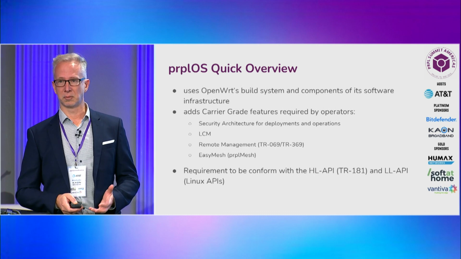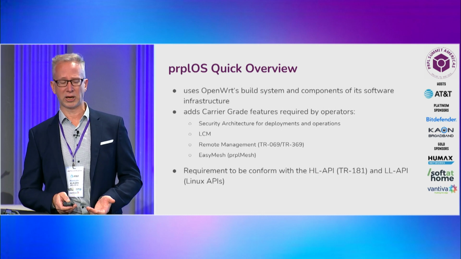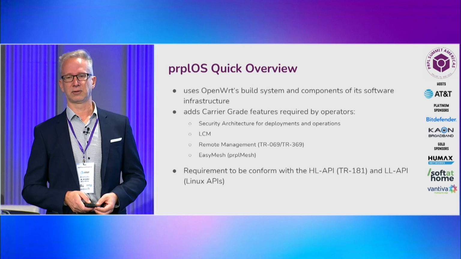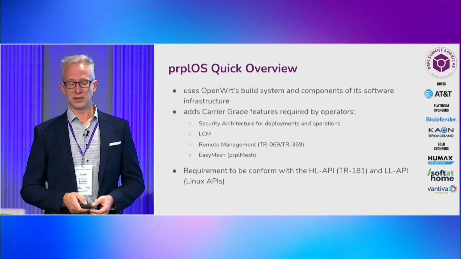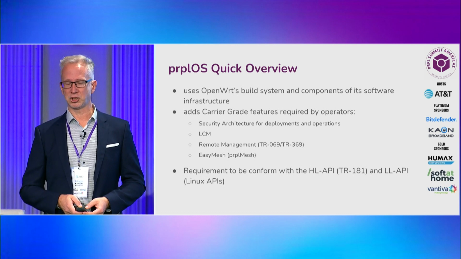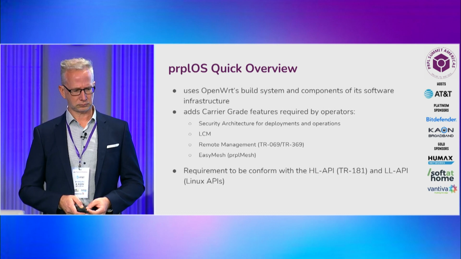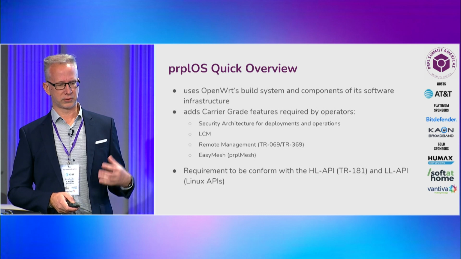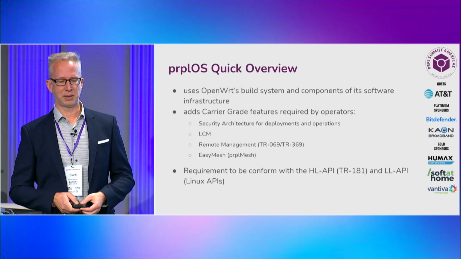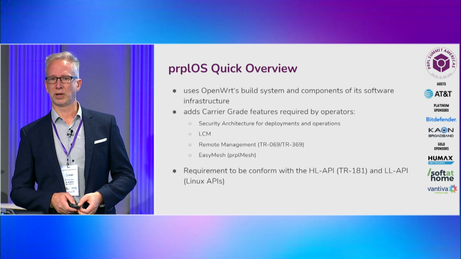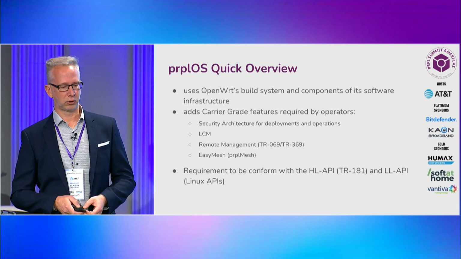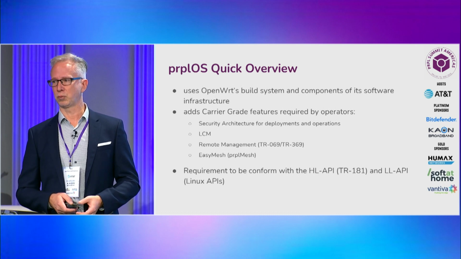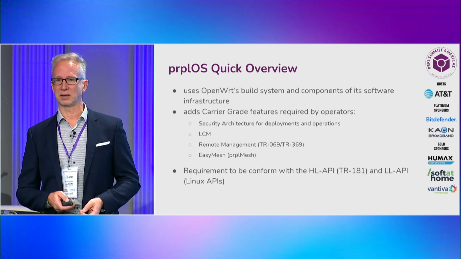So for instance, a complete security architecture for deployments and operations, lifecycle management, remote management using TR069 and TR369, easy mesh, we call it prpl mesh, and a lot of other components. There's a strong requirement from the prpl Foundation that all those components conform with the high-level API, which is based on the TR181 data model from the Broadband Forum and the low-level API. So technically Linux APIs, and where there are no APIs, the prpl Foundation is making definitions for those.